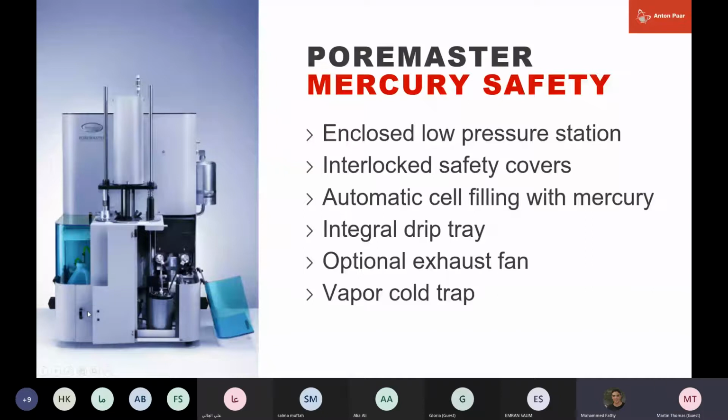Were there an inadvertent, accidental spill of a little bit of mercury, there's an internal drip tray inside this whole compartment here. So there should be no risk of it leaving the instrument. But obviously we always want the operator to work cleanly and safely.